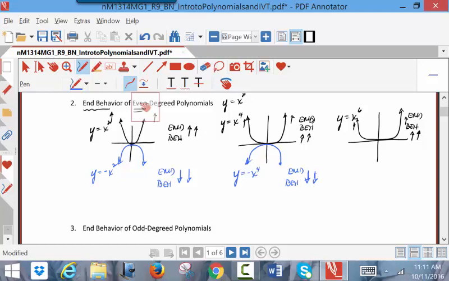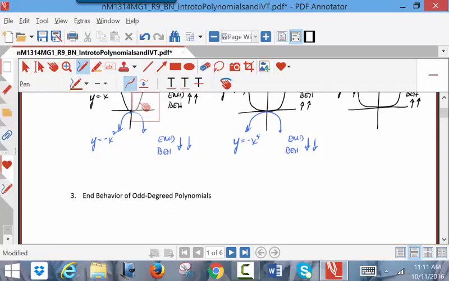So even degreed polynomials, if they're positive, are going to have an end behavior of up, up. But if they're negative in the leading coefficient, the end behavior will go down, down, because that is a reflection over the x-axis. So that's your even degreed polynomials.